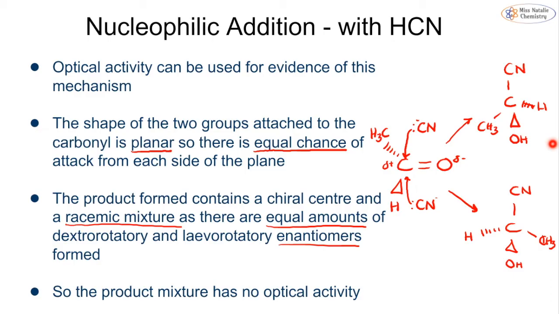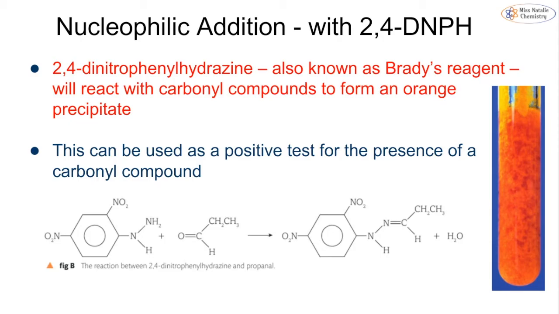We saw a similar sort of explanation in topic 15A when we were comparing the SN1 and SN2 reactions. It's the same thing here as it was with the planar carbocation. This time we're just focusing on the planar carbonyl group. Now the last nucleophilic addition reaction we have to look at is with 2,4-DNPH or 2,4-dinitrophenylhydrazine. We can also call this Brady's reagent. Each of those three names would be accepted in an exam.